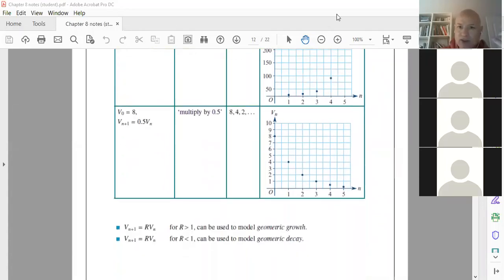Of course, this is what I said, if we're multiplying by, or dividing by a number smaller than 1, in other words, multiplying by half or anything, even though we might have a starting value of 8, we're getting a decay. And again, it's a curve. So this part here is the decay.